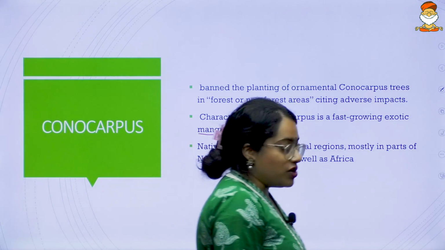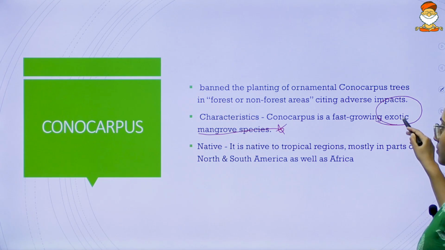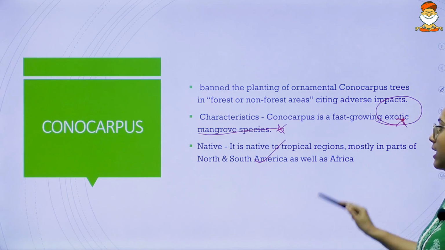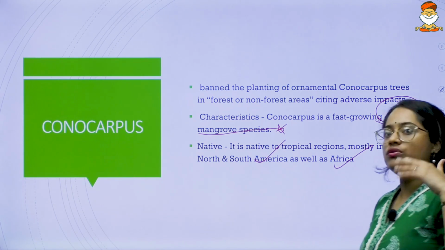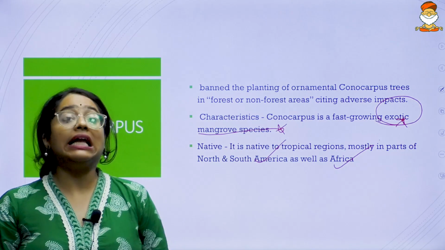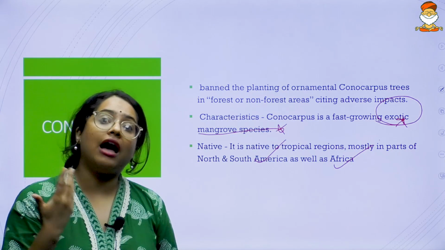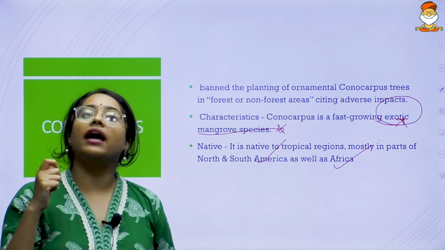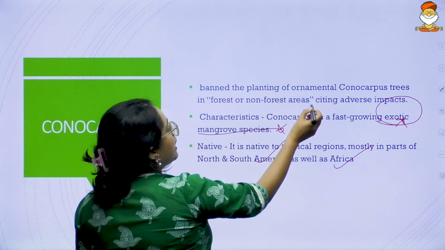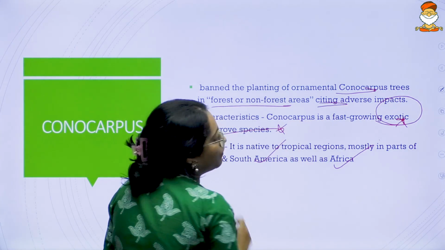Okay, why? Because Conocarpus is not an indigenous species. It's an exotic species that primarily occurs in parts of North and South America and Africa. So maybe through the shipping industry or something, it has come to your Indian side, and here they're growing so abundantly that the coasts of Gujarat and the habitation of different trees over there are getting affected. So what has happened right now is Gujarat has banned the planting of this Conocarpus tree in forest or non-forest area, citing its adverse impacts.